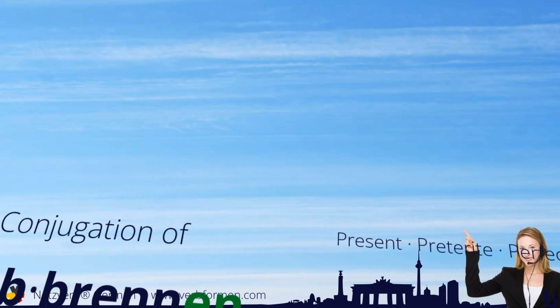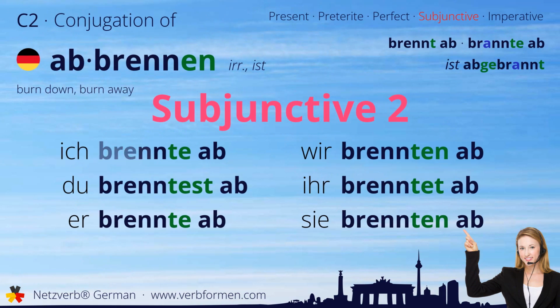Now we move on to the subjunctive two. Ich brennte ab. Du brenntest ab. Brennte ab. Wir brennten ab. Ihr brenntet ab. Sie brennten ab.